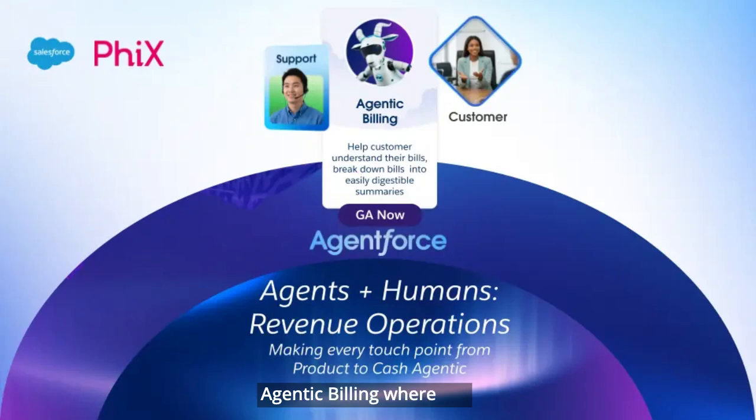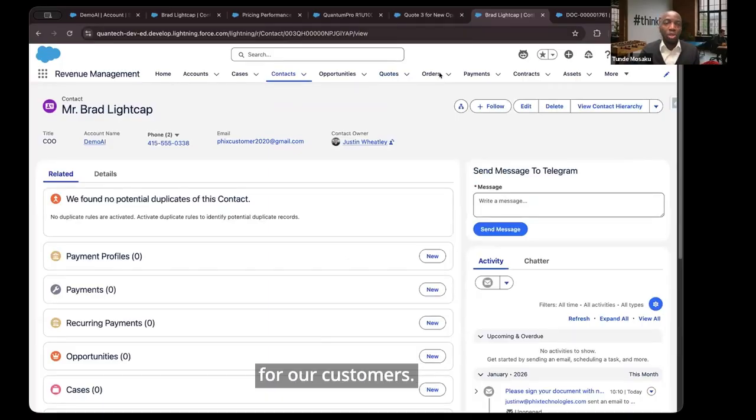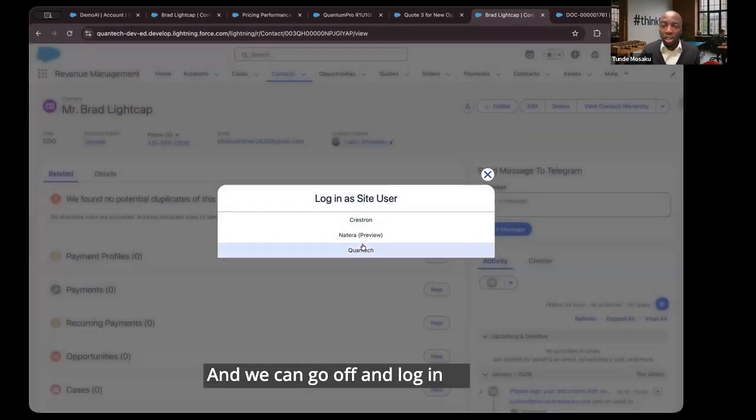Agentic billing, where the support team are having difficulty answering customer questions around why have I been charged X or Y or Z on my invoice. That billing support, ensuring that you're not swivel-chairing, going over different systems to figure out how to answer a customer's question.